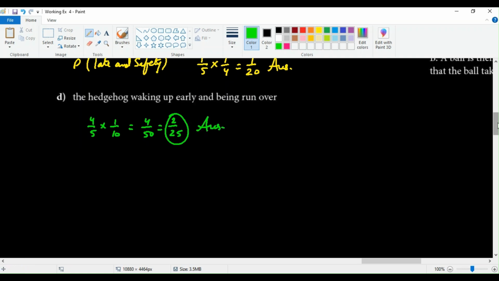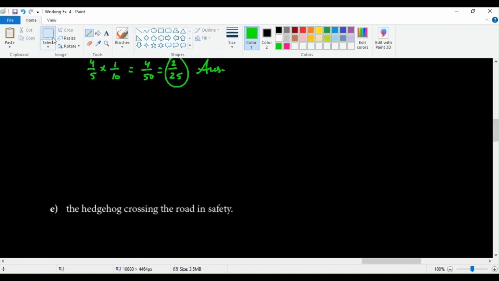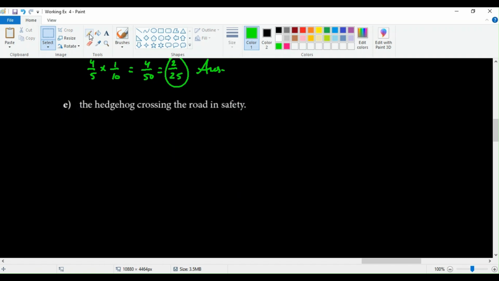Now comes the last part, which is saying that hedgehog crosses the road in safety. So in here, we know that for being safe, it's going to be possibility of getting early and safe added to possibility of late and safe.